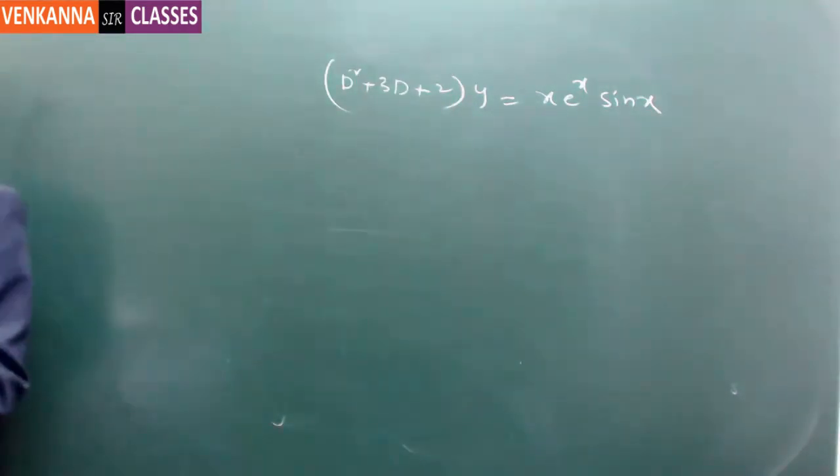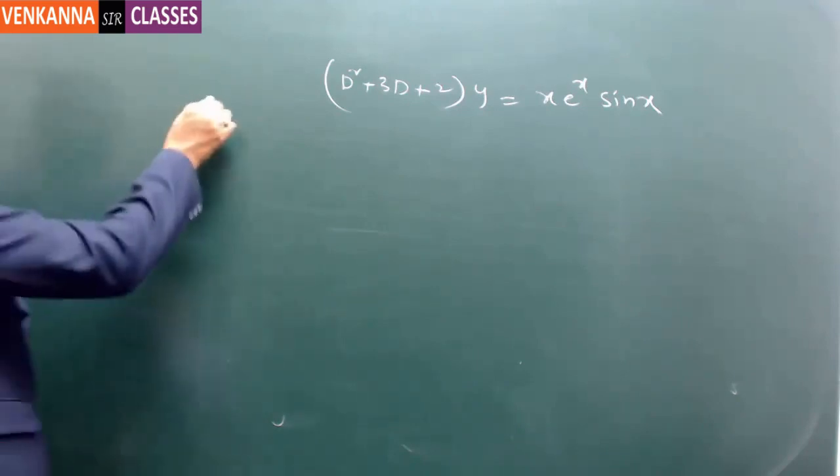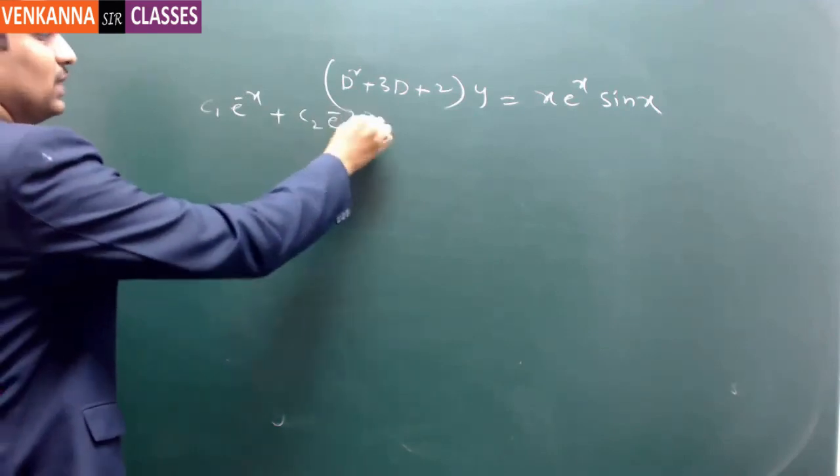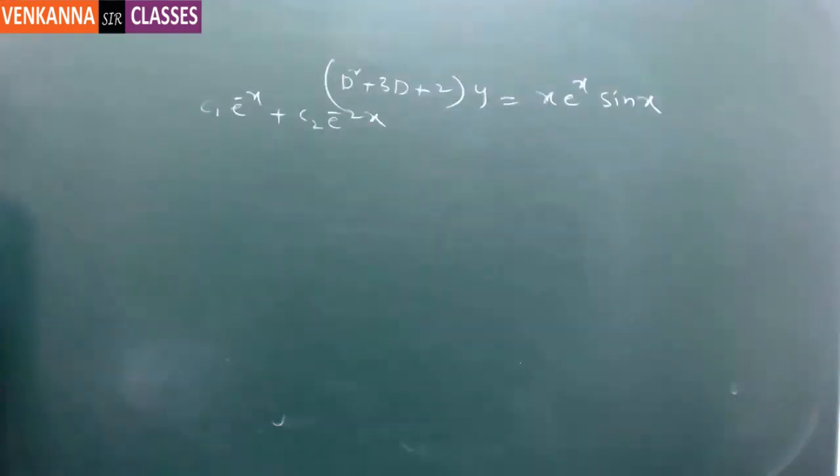(D square plus 3D plus 2) of y equal to x e power x sin x. I think this kind of problem was asked earlier. So please take a note of that. Here yc is given by c1 e power minus x plus c2 e power minus 2x.